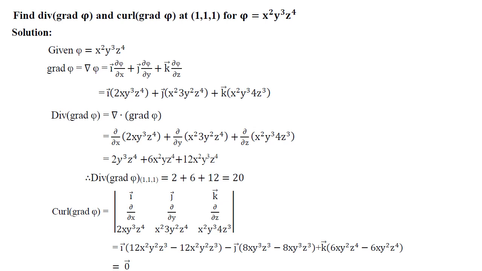Now to find the curl of gradient of phi, we are going to use the cross product concept, that is the determinant of i, j, k, ∂/∂x, ∂/∂y, ∂/∂z, 2x y³ z⁴, 3x² y² z⁴, 4x² y³ z³. By simplifying this determinant, we will be getting the answer as 0 vector.